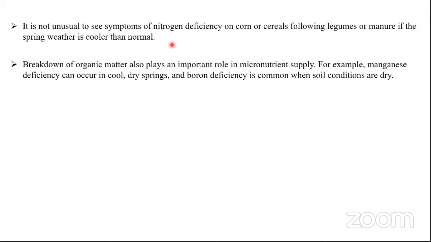So mostly it is usual to see the symptoms in cereals like corn, baby corn or maize, cereals following legumes in the spring season, cooler seasons. You can see these problems. Also, the breakdown of organic matter plays a major role in the microbial supply. The breaking down of that organic matter will also supply some micronutrients like boron, manganese, etc. Because of cool climate seasons, you can expect some deficiency conditions.